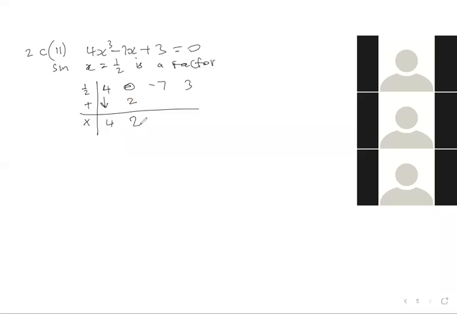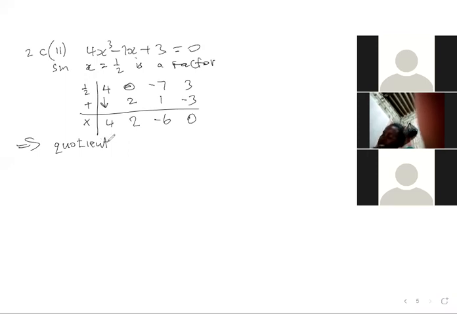Again, multiply half by these 2 that we have gotten, we get 1. When we add, -7 plus 1, we get -6. -6 multiplied by half, we get -3. Adding the 3 gives us a remainder 0, meaning you are getting now the quotient. The quotient 4x squared plus 2x minus 6 as the quotient, and the remainder is 0.